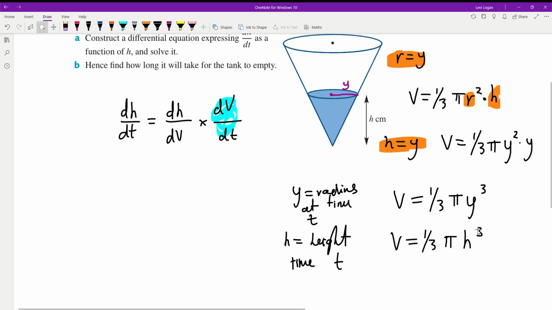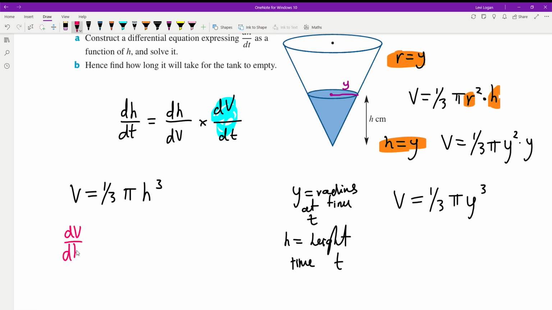Okay, so we've got this expression here. And all we need to do is differentiate it with respect to h. Now if we differentiate this, we're going to get dv/dh, okay? But we're looking for dh/dv. So once we figure that out, we have to flip it upside down by doing the reciprocal of it, okay? So first of all, we'll start by differentiating this with respect to h.